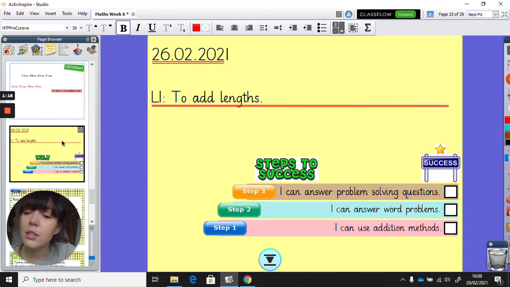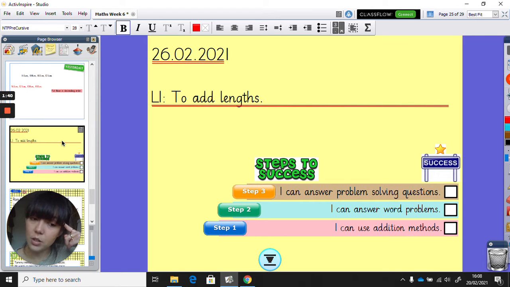So today is the 26th of February 2021 and we are adding lengths today. So we can all add. We can all use our adding methods, our column addition methods and other things. But today we're not just adding numbers, we're adding lengths, okay? So there's going to be a lot of word problems. But remember, we are adding today, okay?